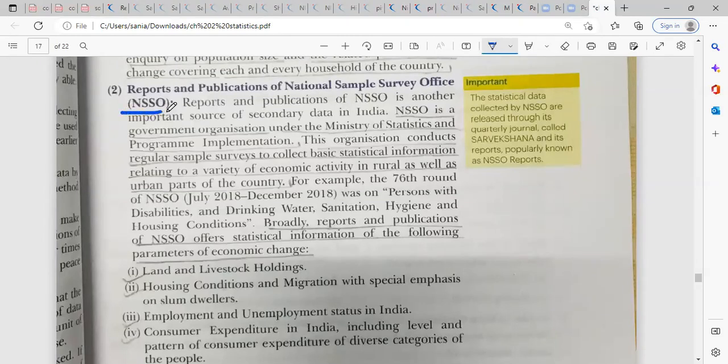Now coming to the second one, which is the report and publication of National Sample Survey Office. First of all, remember this full form as well. NSSO is basically the National Sample Survey Office. Clear? Now, what is this National Sample Survey Office? NSSO is a government organization under the Ministry of Statistics and Programme Implementation. This organization conducts regular sample surveys to collect basic statistical information related to a variety of economic activities in rural as well as urban parts of the country.